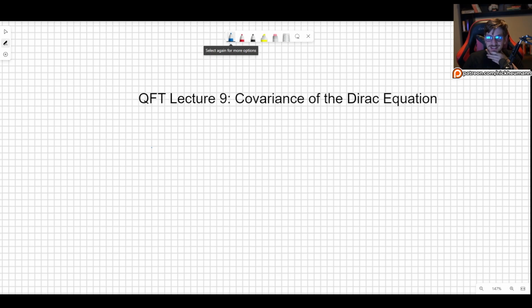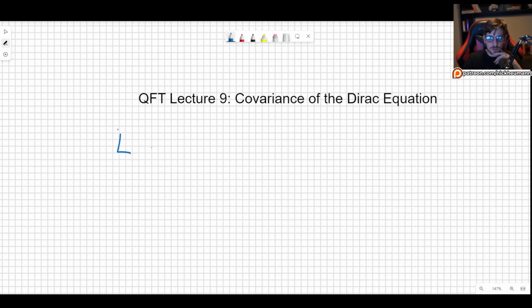This time we will begin discussing the covariance of the Dirac equation. And now this is very important because one of the reasons of why we have been doing what we have been doing so far is because we wanted to find a covariant equation. The whole point is that if we go from one frame to another, the shape of physics should not change. And what did we mean by that?